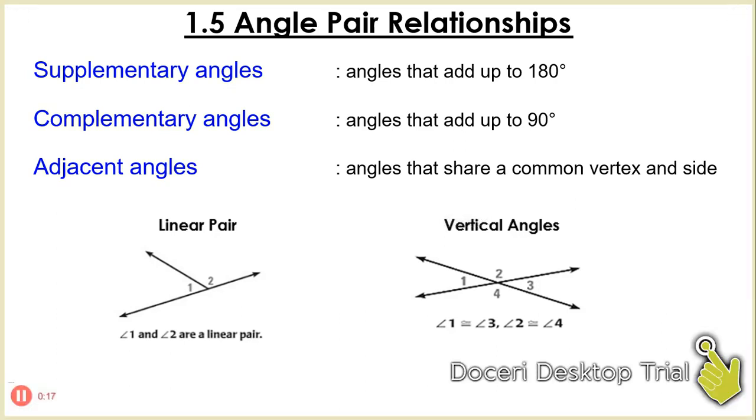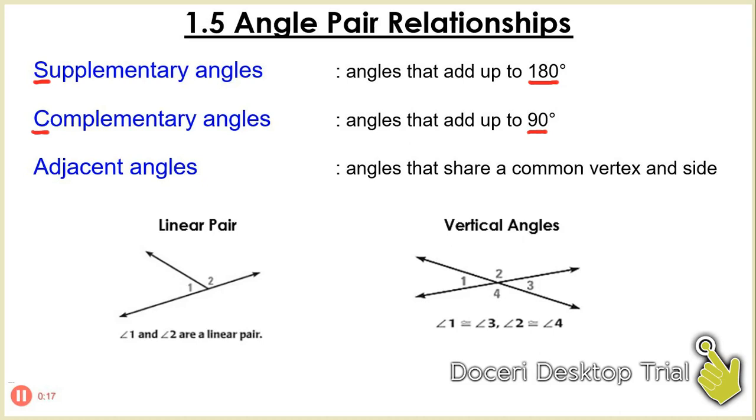So a few tips and tricks to remember these vocab terms. Supplementary starts with S, and S comes after C in the alphabet. And likewise, 180 comes after 90 when we're counting. So complementary starts with a C, which comes before S in the alphabet, and 90 comes before 180 when we're counting. So complementary is 90 degrees, and supplementary is 180 degrees.